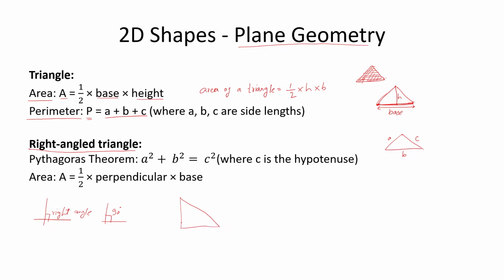This is an example of a right angle triangle. Here, one angle is 90 degrees. Now, let's say this is side A, this is side B. If you know side A and side B, you can calculate side C using this formula. A square plus B square is equal to C square. So this side square plus this side square is this side square. That is your Pythagoras theorem, where C is the hypotenuse. This is your hypotenuse, right?